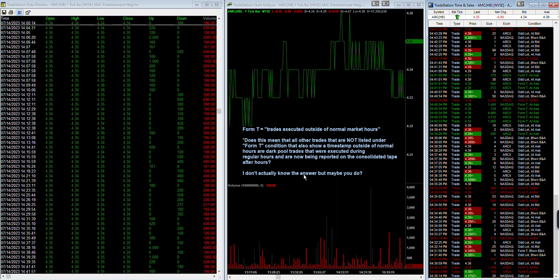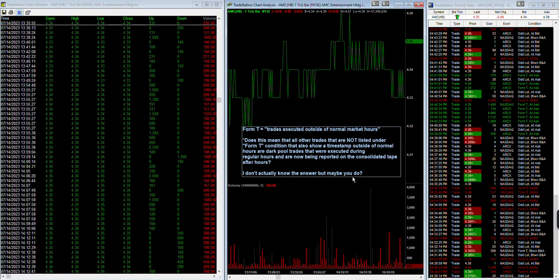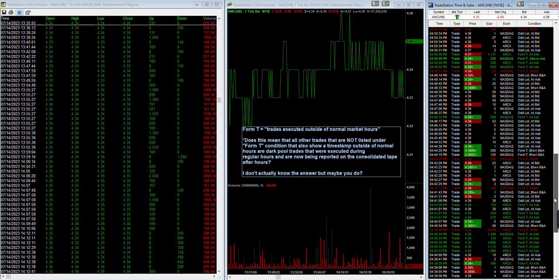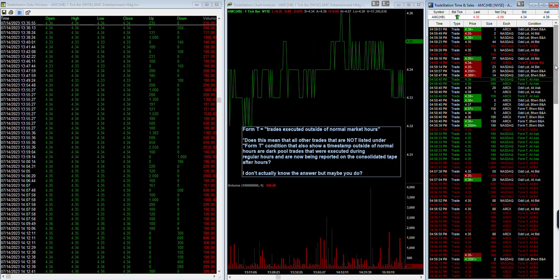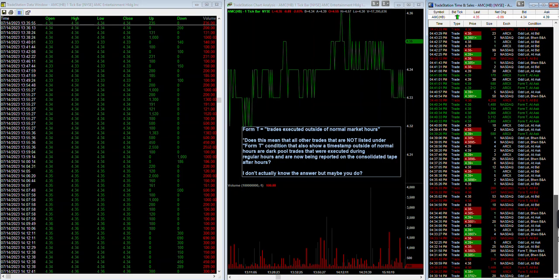So again, I'm asking a serious question here. I don't actually know the answer to it, but logically, either every single trade we're seeing here clearly in after hours trading, and even the last 30 minutes of the after hours extended trading, unless every single trade condition is Form T, then logically it tells me that these were trades that were executed during normal business hours. And again, remember, we're just looking at a small sliver of this action.